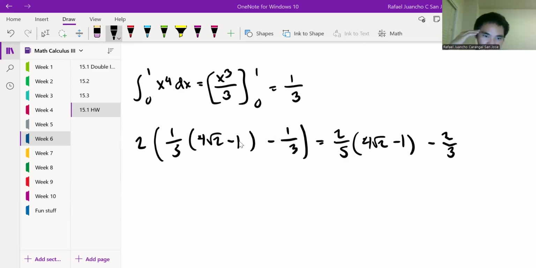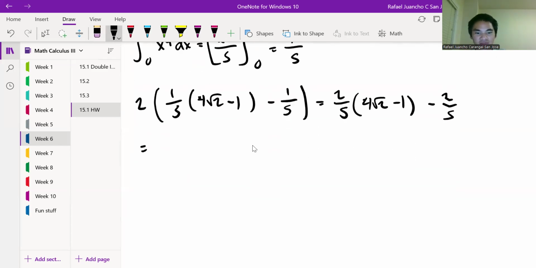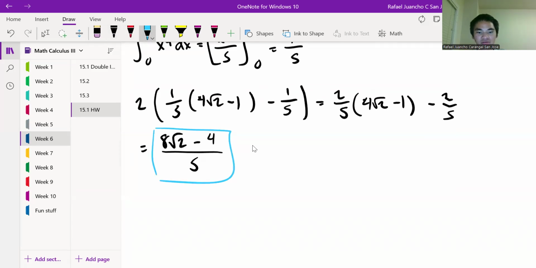Oh, crap. What happened now? What did I miss? Oh my goodness, I did 3. This is supposed to be 5. So this is 1/5. So this is 5. This is 5. Oh my goodness. Okay, and then from there I get that number. So I get 8 square root 2 minus 2 over 5 and then minus 4. So there we go. That's the answer.